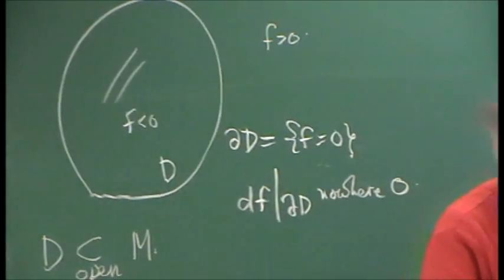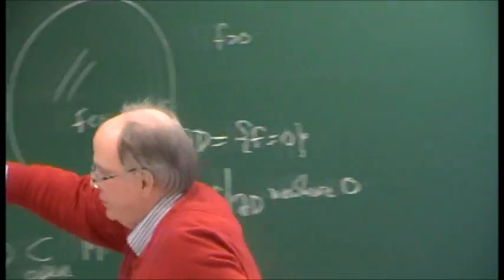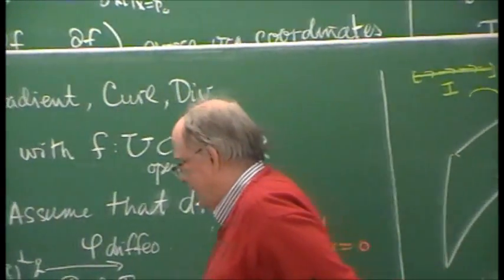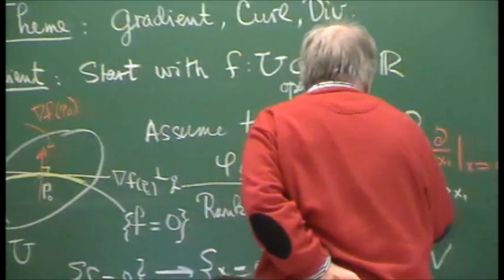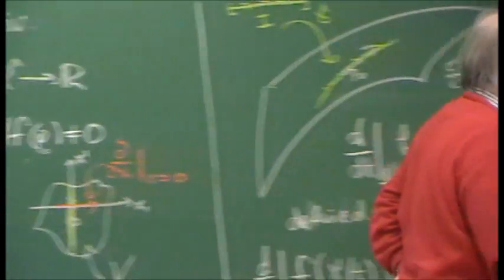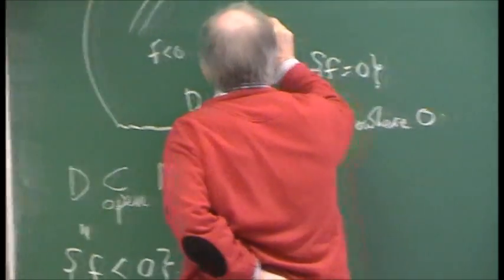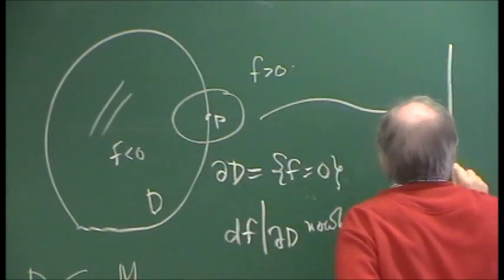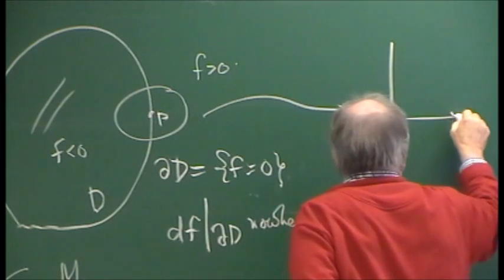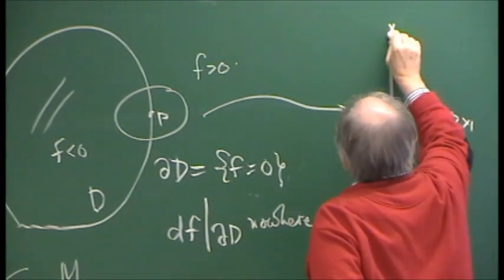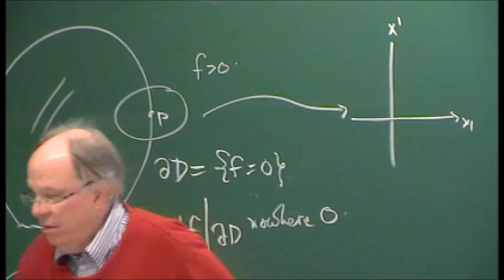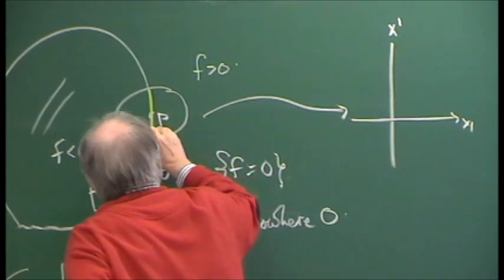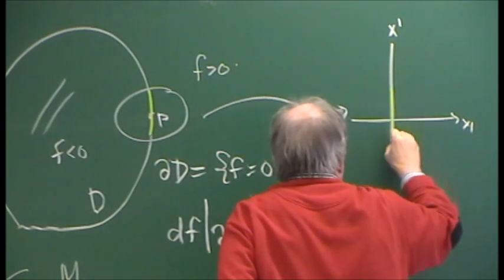This is the smoothness assumption. If df is nowhere 0, that says you can transform this domain locally. I'll draw the picture. You're at some place P0 here. There's a diffeomorphism which transforms this domain into this picture, x1 equals 0. And so this piece of the boundary gets smoothly transformed into something like this.